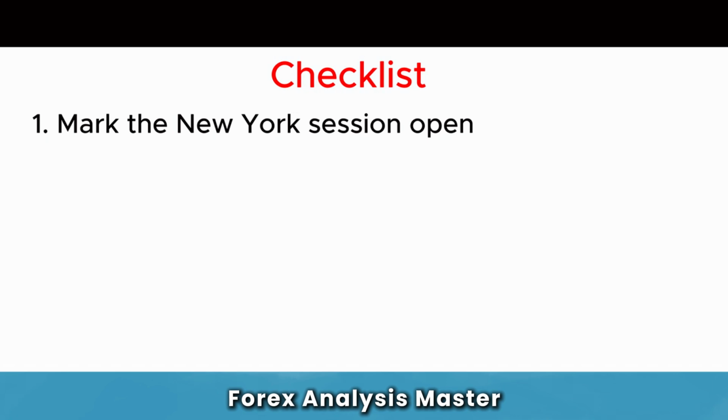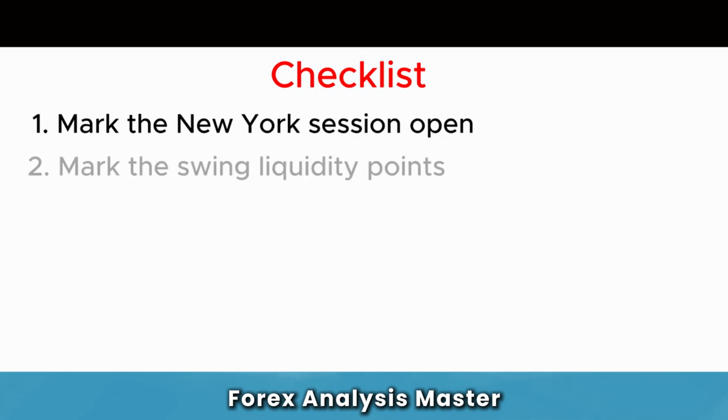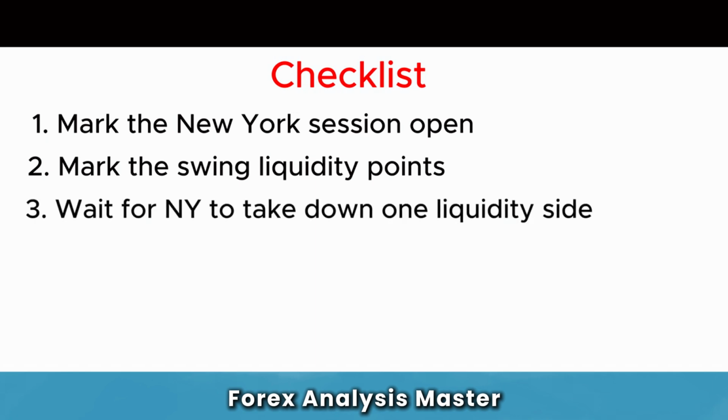The second thing we want to do is to identify and mark both swing liquidity points, the sell-side liquidity and the buy-side liquidity. We mark the points before the session starts. The third step is to wait for the New York session to start and take down one liquidity side, be it the buy-side or the sell-side liquidity.